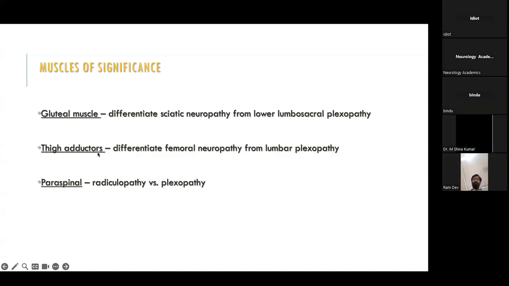Again, in a similar scenario, in differentiating femoral neuropathy and lumbar plexopathy, thigh adductors, which are supplied by the obturator nerve, are involved in lumbar plexopathy, but in femoral neuropathy, which involves L2, L3, L4, thigh adductors are not involved. Paraspinal muscles, as we already discussed, differentiate radiculopathy versus plexopathy, where paraspinal muscles are involved in radiculopathy and spared in plexopathy.